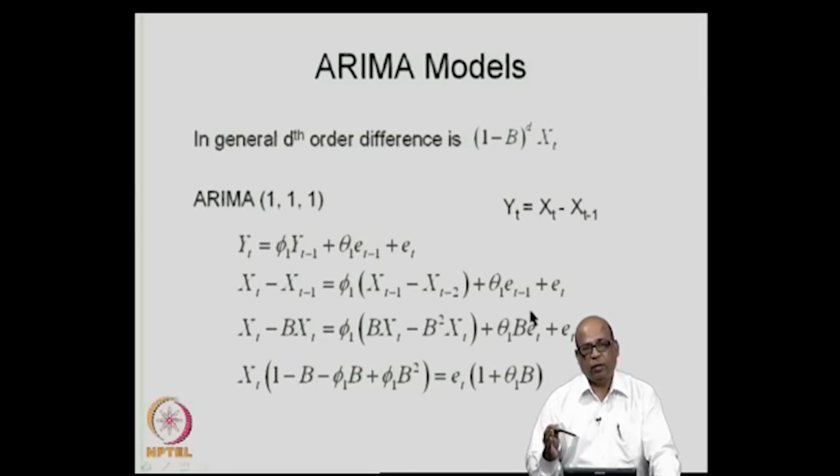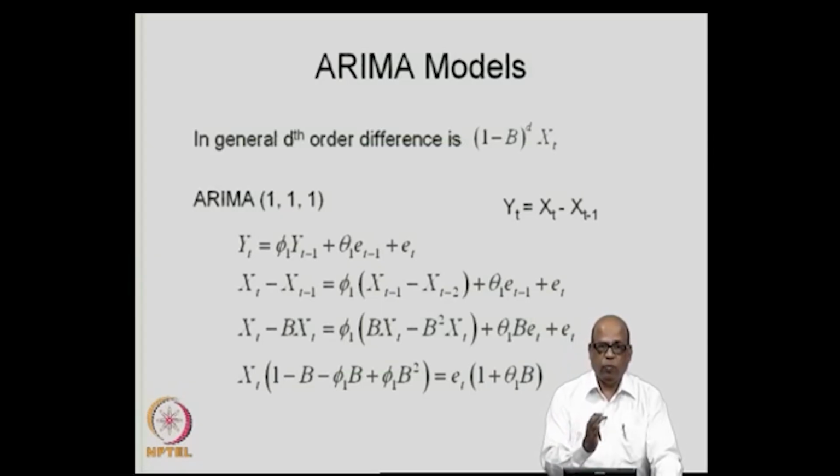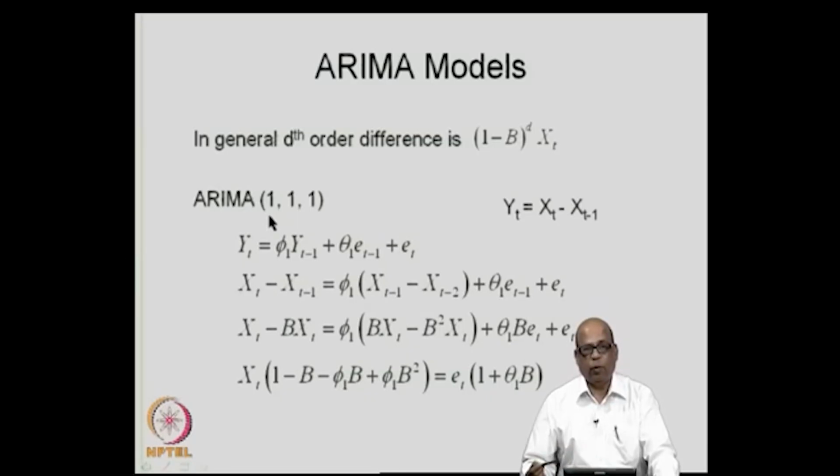Remember, the B operator operates on any of the terms and it simply shifts the particular argument one time step behind. So, when B operator operates on E t, you get E t minus 1. So, I will write E t minus 1 as theta 1 b E t plus epsilon E t as it is. So, collecting all the terms of x t on the left side, you write x t into 1 minus b minus phi 1 b plus phi 1 b square is equal to E t into 1 plus theta 1 b. That is how you express an ARIMA 1 1 1 model.